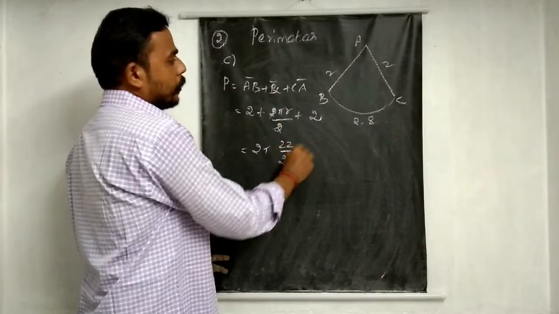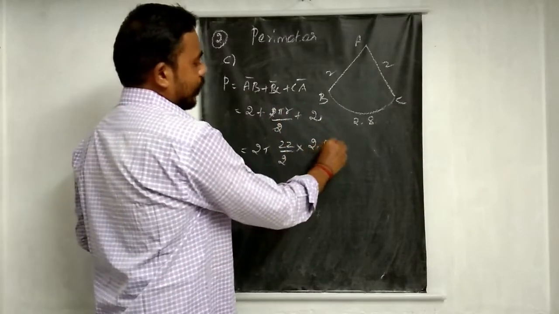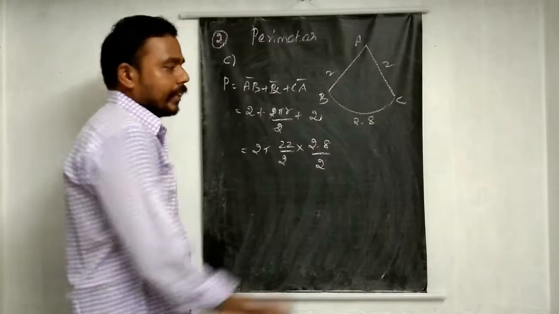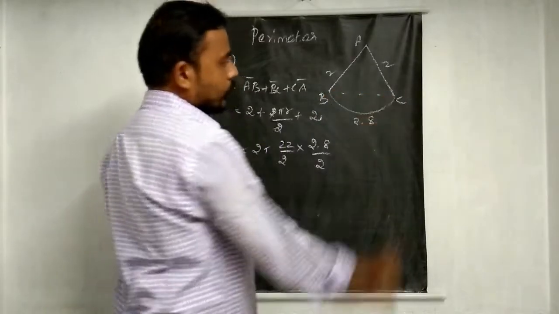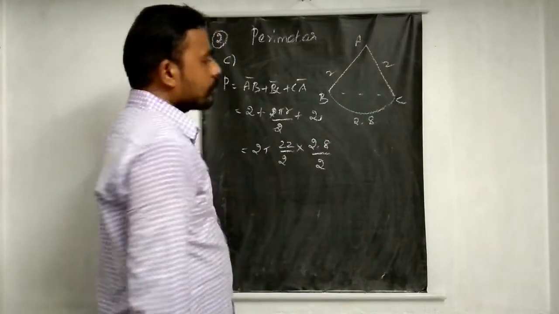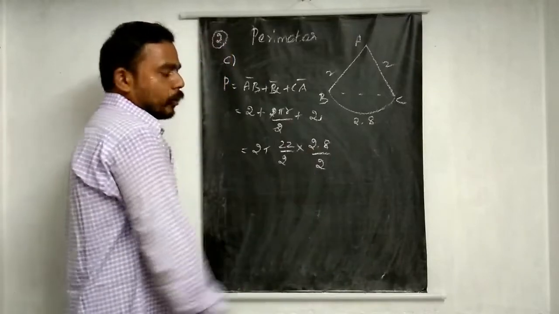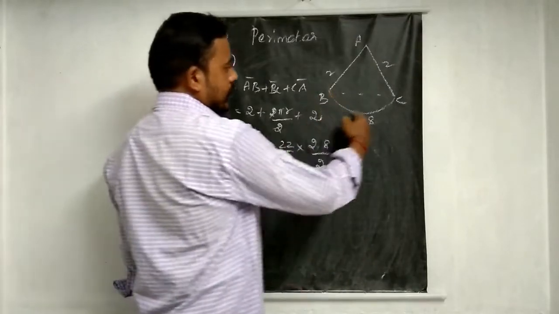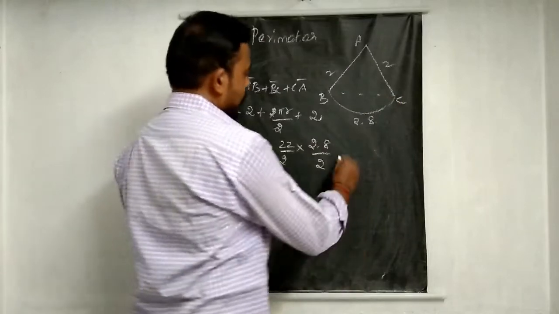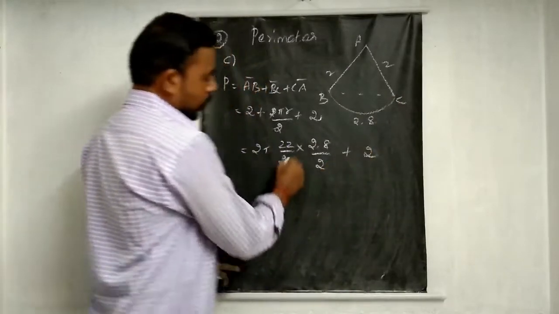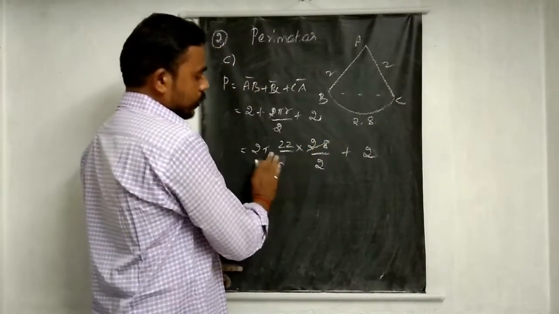22 divided by 2 into r value, 2.8 divided by 2. That is radius, diameter is given by 2.8. This distance, don't add directly 2.8. We need to find this arc length plus 2. So 2 and this one reference to 7.